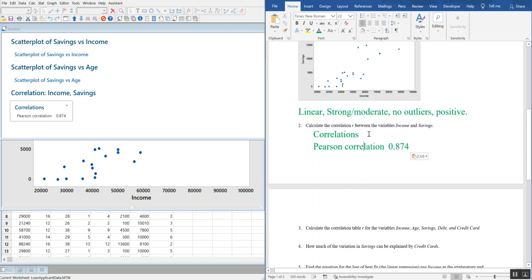Remember, when we talk about correlation, its relationship to association is it describes strength and direction. It doesn't really tell you about outliers or linearity. It assumes linearity, so you really shouldn't try it on things that don't look linear.